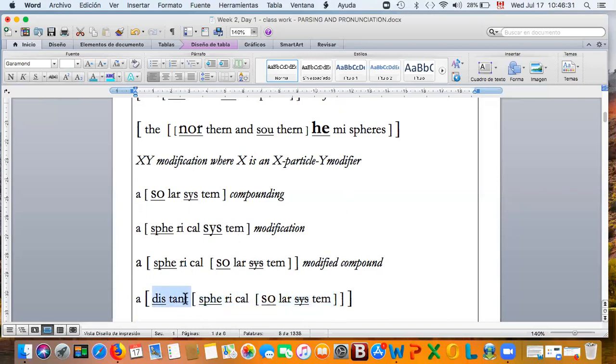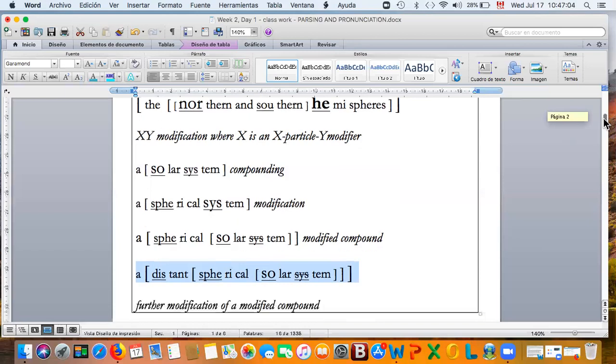Suppose we have another modifier modifying the compound which is already modified. Well, very simple. We have no difference here between these two. We have a distant spherical solar system altogether. A distant spherical solar system. See, this is actually a pretty easy game.